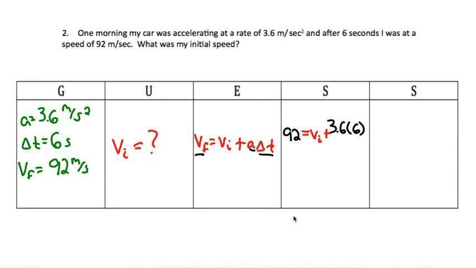Alright, the rest I'm leaving you to solve. So your next step will be to multiply those two together, multiply 3.6 times 6. Once you've done that, to get VI by itself, you'll just need to subtract that from 92. So you'll get a final answer for velocity initial, and just be sure to put a label for the units there.